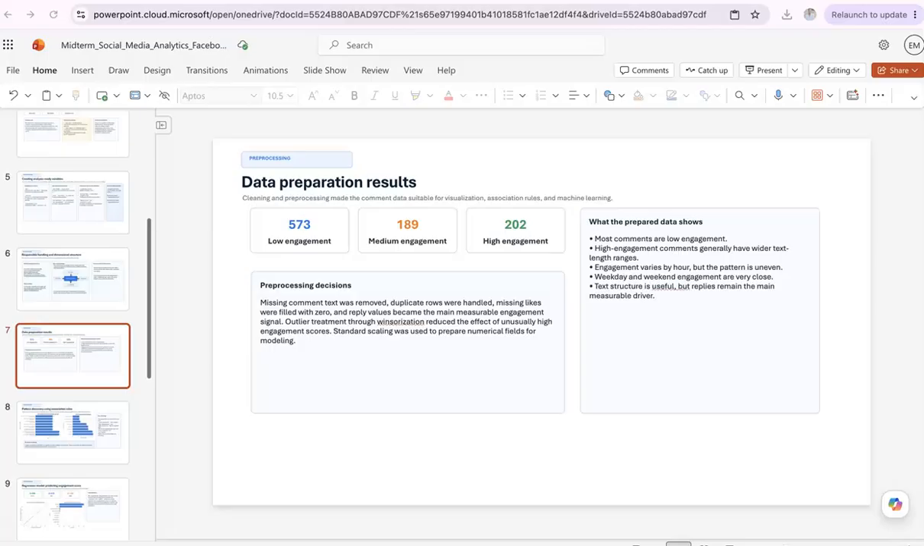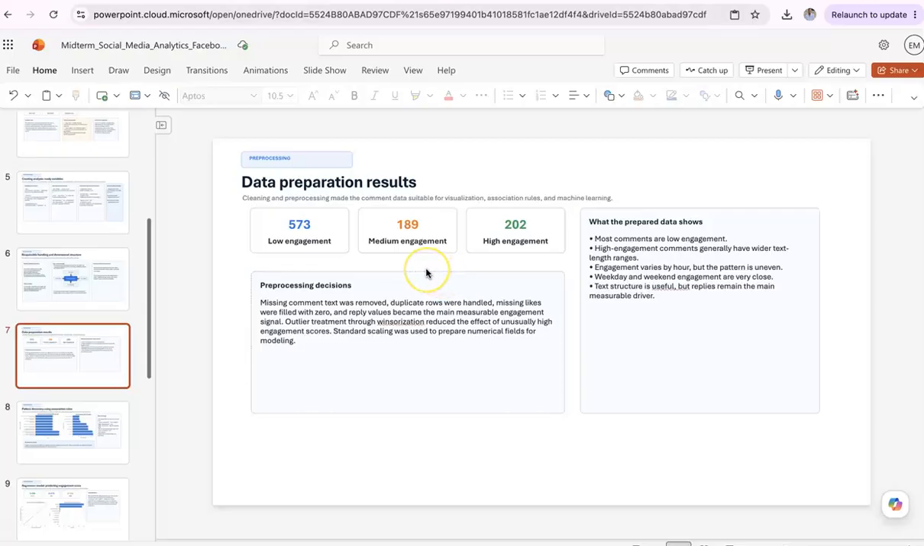Winsorization was used to reduce the effect of extreme engagement values, and scaling was applied to numerical features for modeling. The final engagement level distribution shows over 573 comments were low engagement, 198 comments were medium engagement, and 202 comments were high engagement.